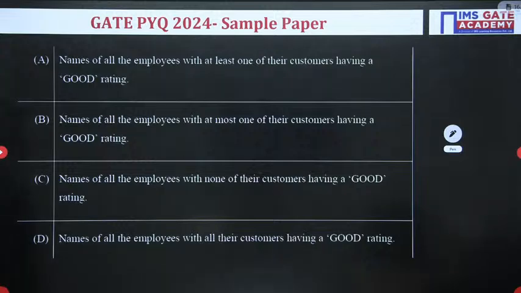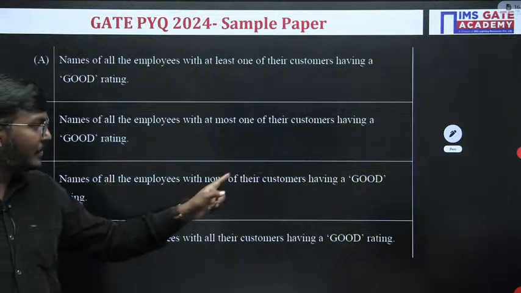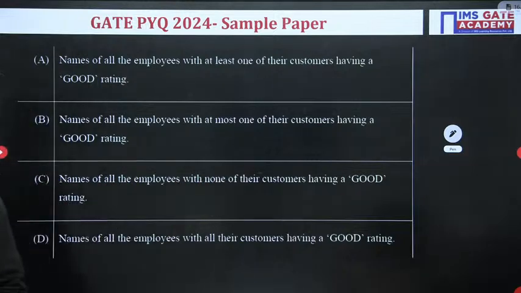Option A. Option C. Name of all the employees with none of their customers having a good rating. No, none of the options is correct.